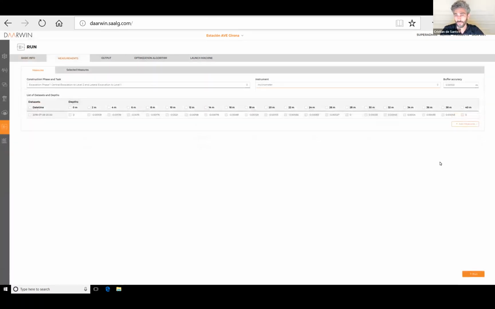Then we need to define what data we want to use. So what is the target of the calibration? We want to match displacements, water pressure, or whatever. The user has to decide what are the data that he or she wants to use, as well as what parameters you want to calibrate. DAARWIN is not telling you what are the parameters that you need to calculate. DAARWIN is a tool for engineers to be used to calculate hundreds and thousands of different models.